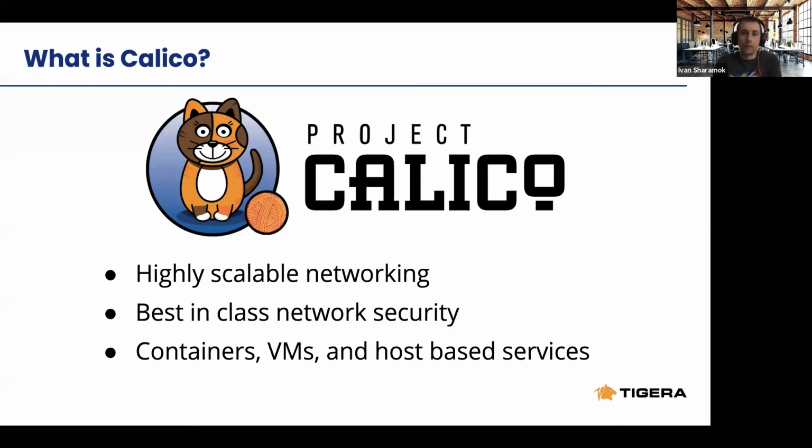Calico, or Project Calico as it's known in the open source community, is a Kubernetes CNI and security solution for the Kubernetes platform. It can span beyond Kubernetes as well and cover hosts outside of the Kubernetes cluster, but that's a more complex configuration that we are not going to touch in this session.